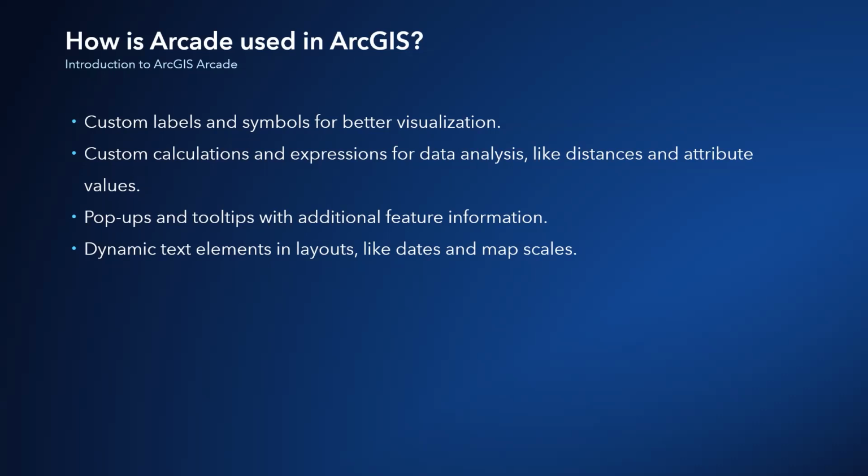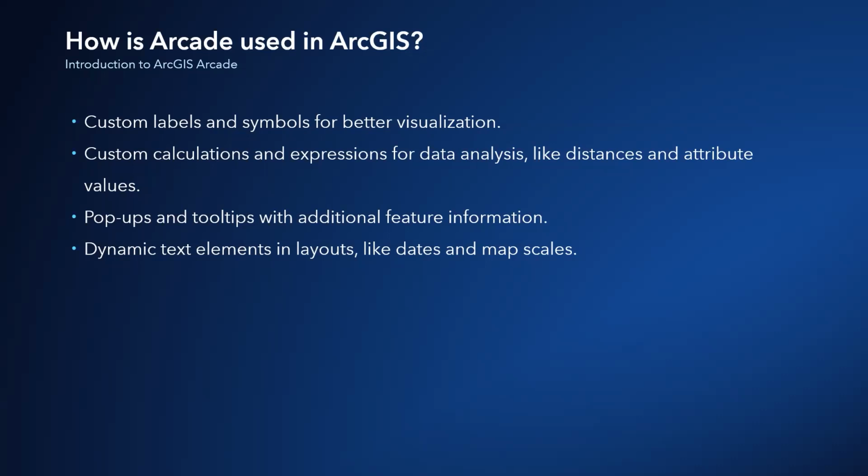We can also use Arcade for custom calculations and expressions for data analysis, like distances and attribute values. So we can use Arcade expressions to calculate distances between features, or say find the nearest feature to a given location. We can use Arcade expressions to calculate new attribute values based on complex criteria, such as creating a new field that categorizes features based on multiple attributes.